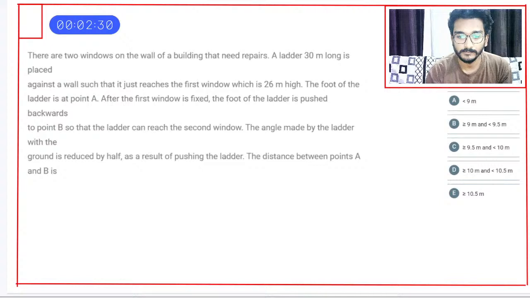Yep, here you go. Okay, okay. Okay, it can be.